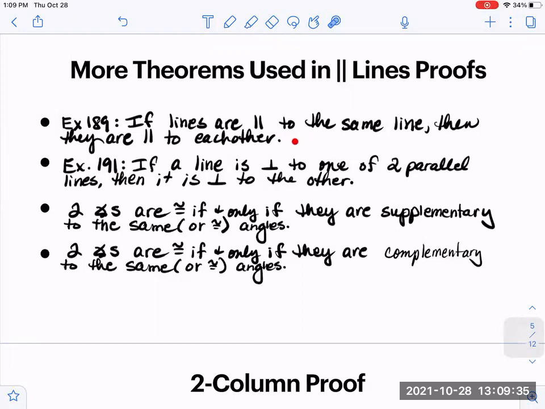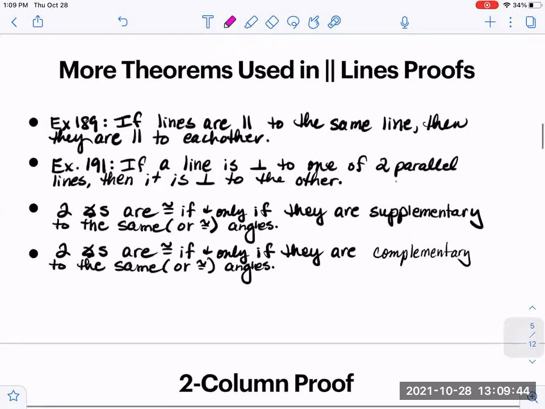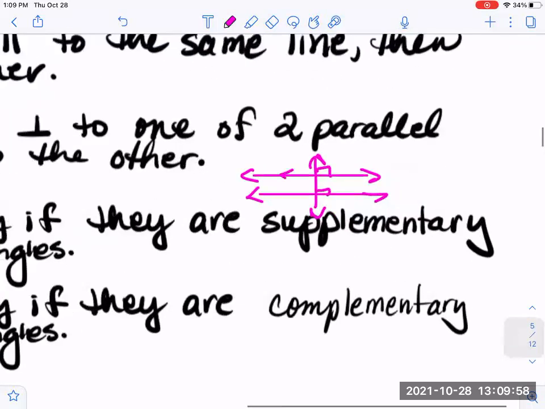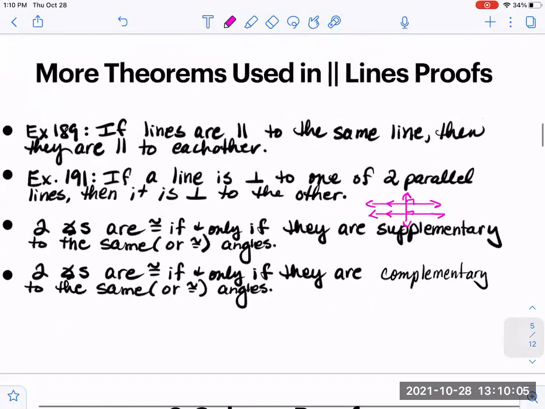So this is really the transitive property of parallel lines. We talked about exercise 191. I think I'm going to draw it just for fun. If a line is perpendicular to two other lines, then I know that these lines are parallel to each other. Does everyone see how that works? They're both perpendicular to the same line, so they're parallel to each other.